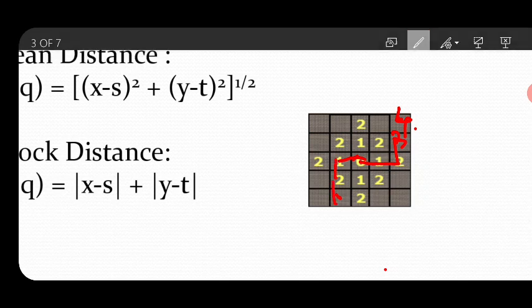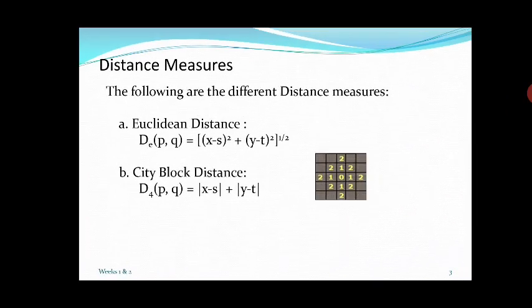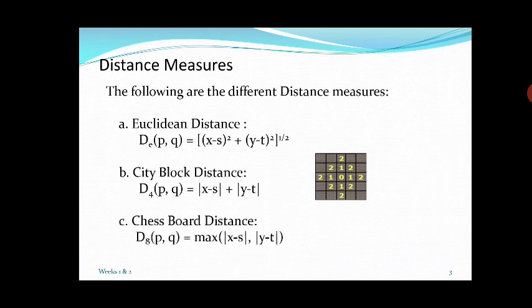Likewise, you can follow the path in a city block distance. The next one will be chessboard distance. In the chessboard distance, you can go in a diagonal way also. In the city block, you can go only in 4 directions. In the chessboard, you can move diagonally as well as vertically and horizontally. That is what a D8 distance is. I hope it is clear for you.